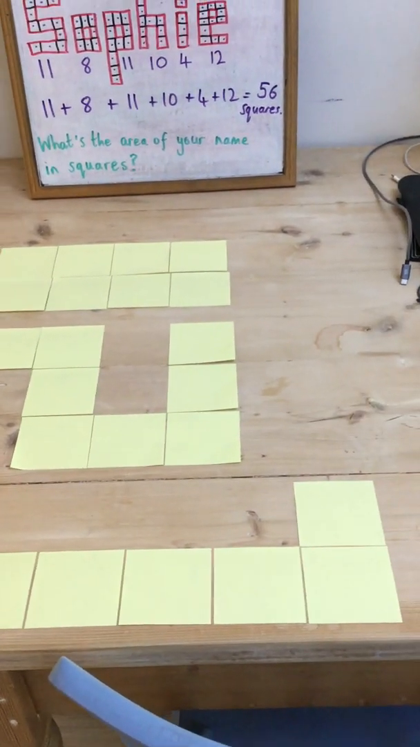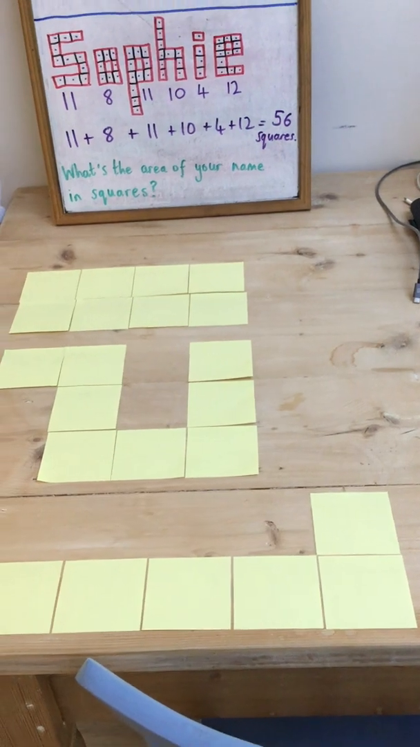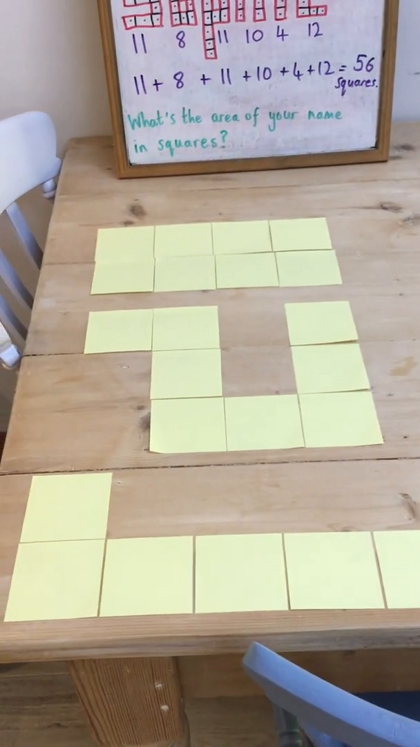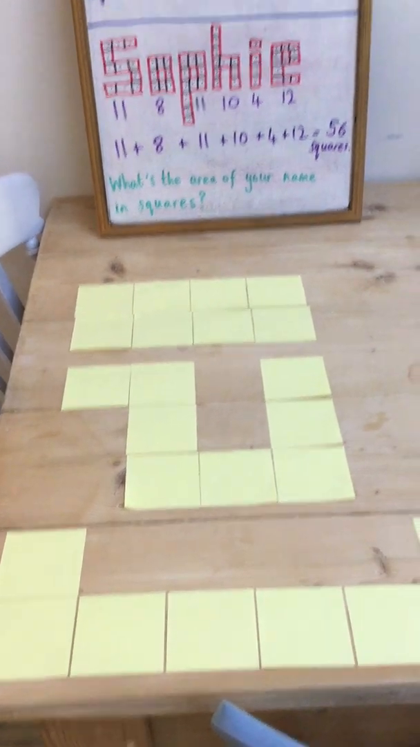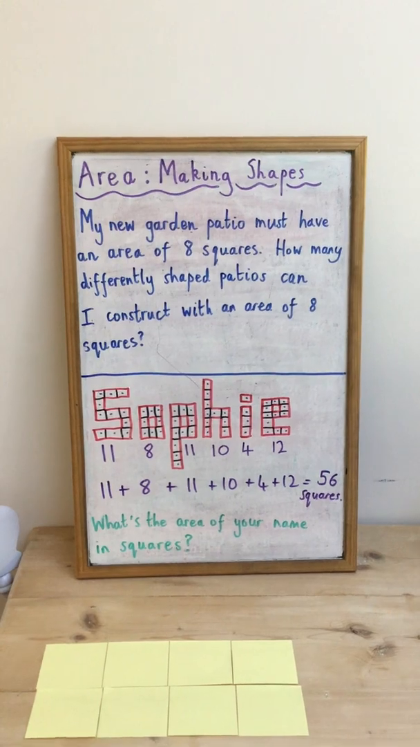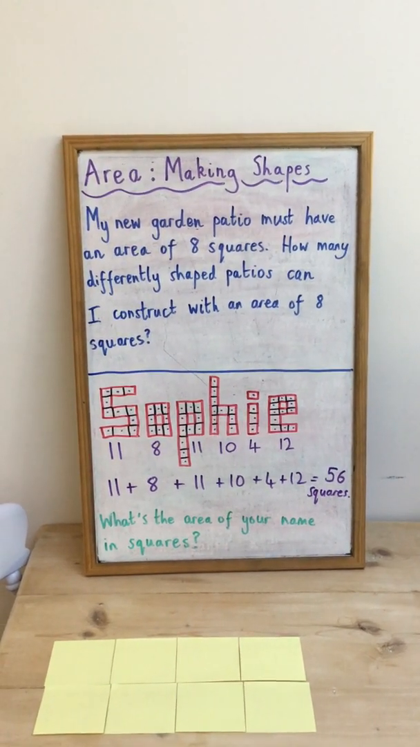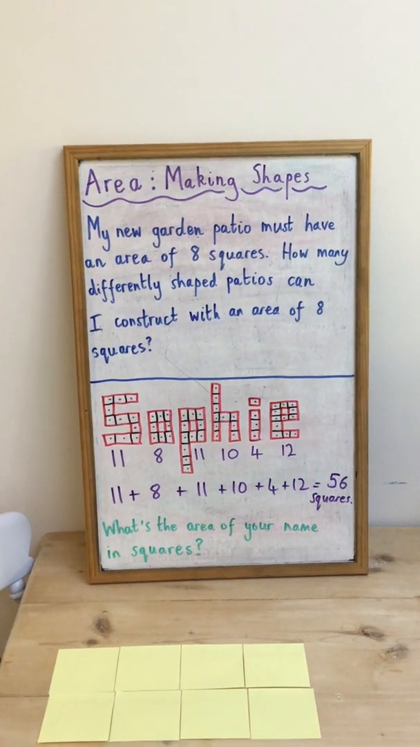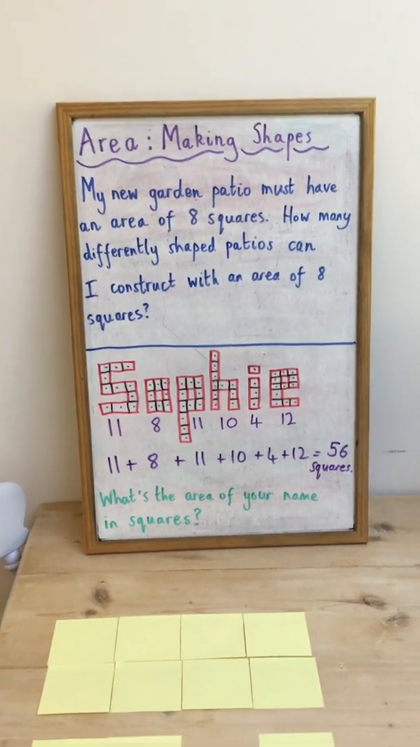Can you use either post-it notes or you can cut up pieces of paper, whatever you like, as long as the squares are the same size, and see if you can complete my challenge and show me some pictures of the other differently shaped patios that I could construct that have an area of 8 squares. So that's challenge number 1.